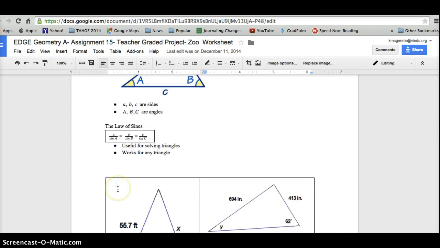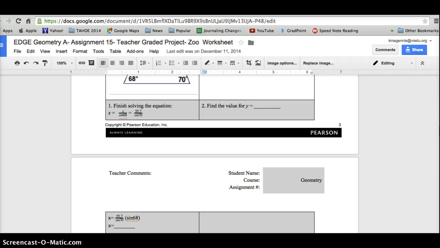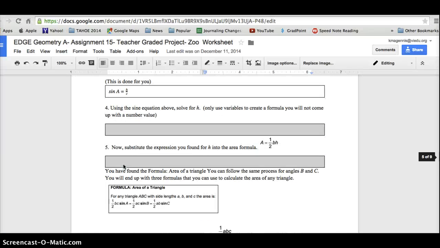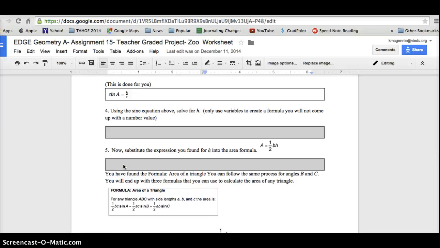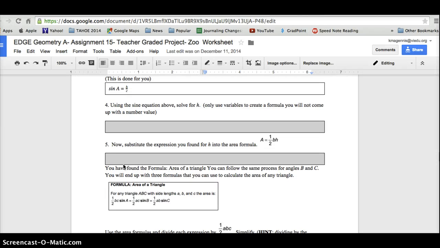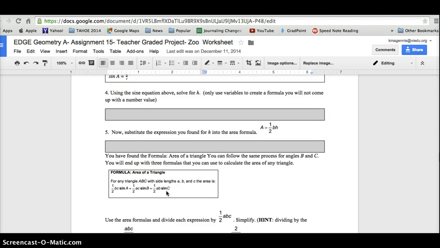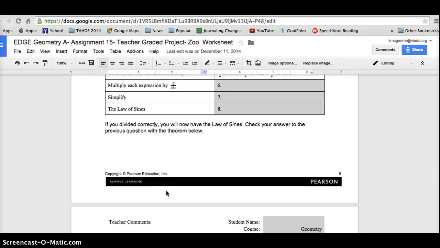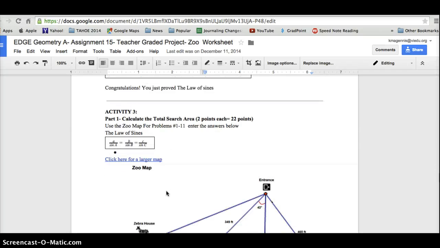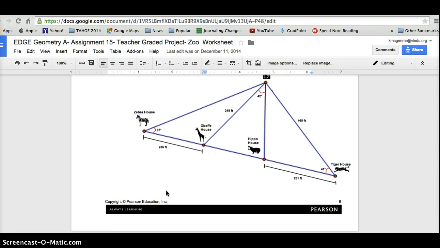So hopefully that will help you with this next one. And I'm going to pause and go through one more part. This next part is kind of a proof of how you can use the sine and the length of the side to find the area. I'm not going to go through that right now. If you need additional help, let me know. But in the meantime, I wanted to go through this part to help you get started.